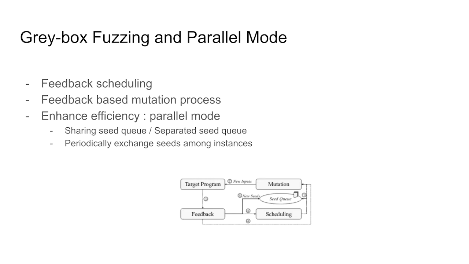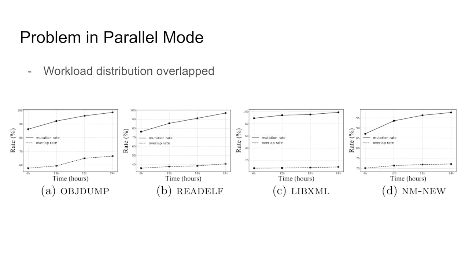Depending on the implementation, different instances may either share the same seed queue or carry separate seed queues but periodically exchange the seeds. In the latter case, each instance borrows from other instances all the seeds that bring new code coverage. So this is gray box fuzzing and its parallel mode.